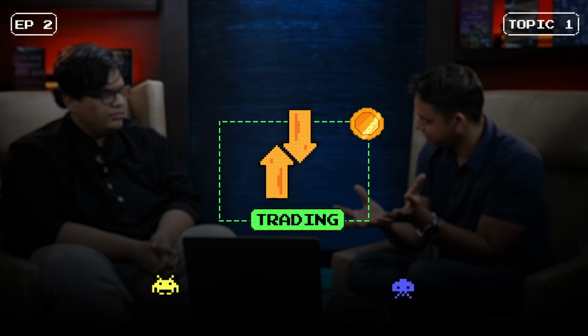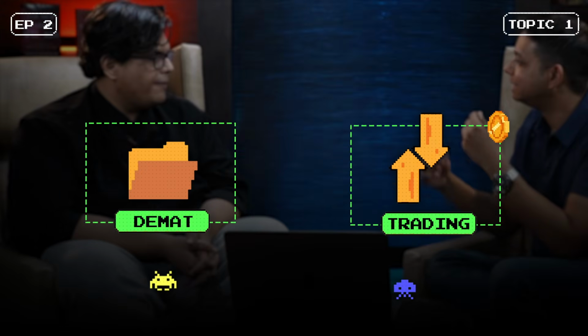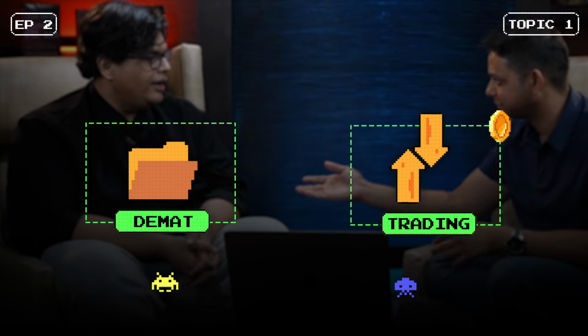How do we make this system? Okay, fine. So before we make a system, you have to open a broking account. You have to open an account with the broker. And there are two things you need. You need a trading account, so you can trade. And you need a demat account. It's basically dematerialized. You probably know what that is. Yes, the dematerialized account.